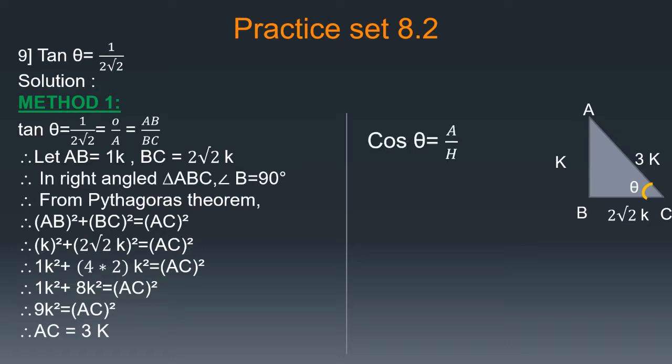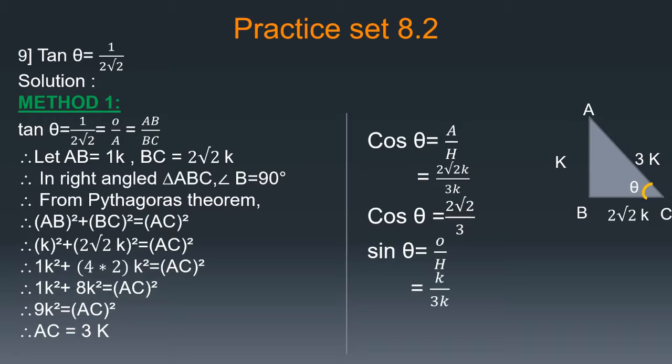Let us find out the remaining two ratios, that is cos ratio and sine ratio. So first, cos ratio. Cos theta is equal to adjacent upon hypotenuse, which is equal to 2 root 2K upon 3K. K and K get cancelled and we get 2 root 2 upon 3 as cos theta. Sin theta is equal to opposite upon hypotenuse, which is equal to K upon 3K. Again K and K get cancelled and we get sin theta is equal to 1 upon 3.